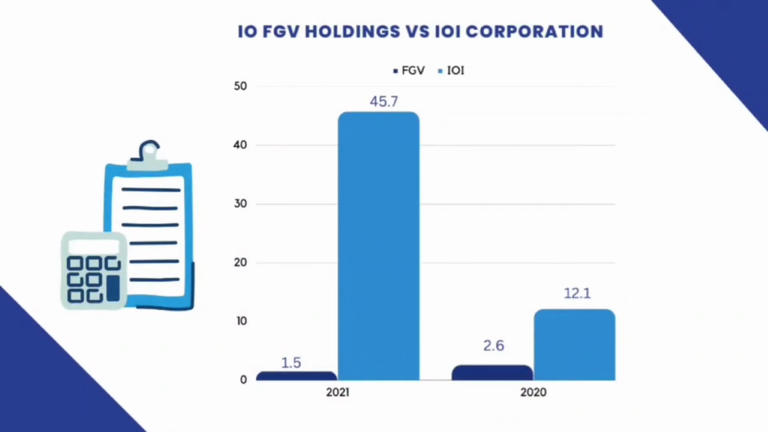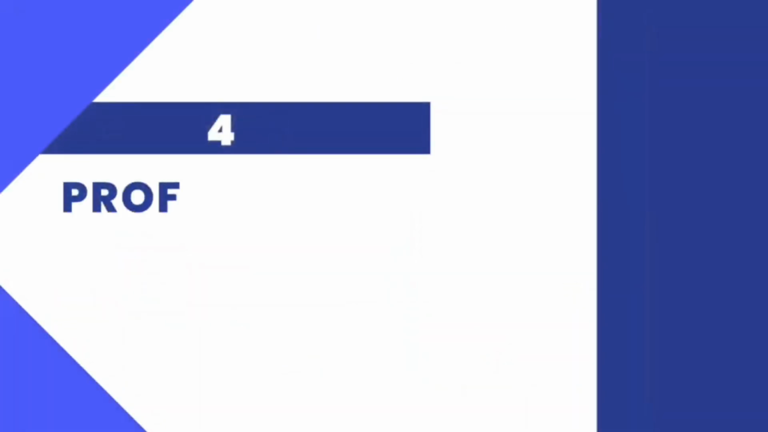Meanwhile, in the year 2020, FGV Holding stayed at 2.6 and the next year dropped to 1.5. The result: FGV is not sustainable and needs to fulfill its financial obligation.